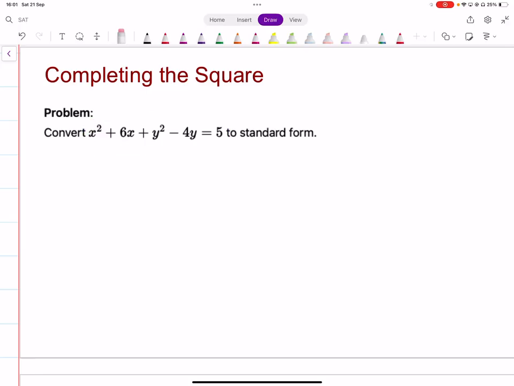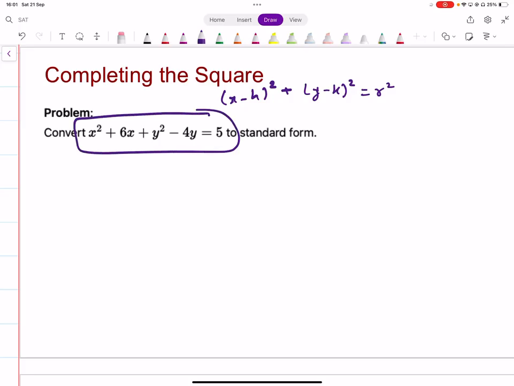This is not in the standard form, right? The standard form is (x minus h) whole squared plus (y minus k) whole squared equals r squared. We can only find the center and radius if it is in this form. If we want the center and the radius, one idea is that we convert this to the standard form like that. For that, we would have to complete the square.